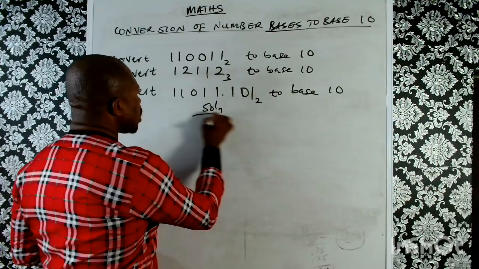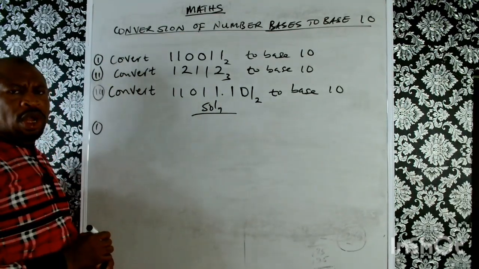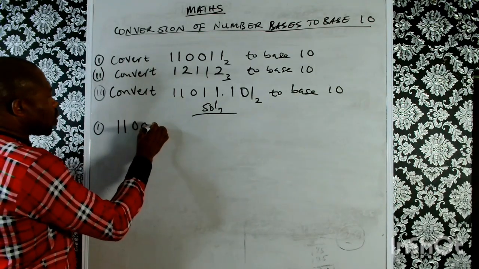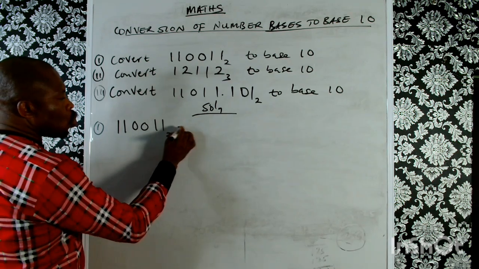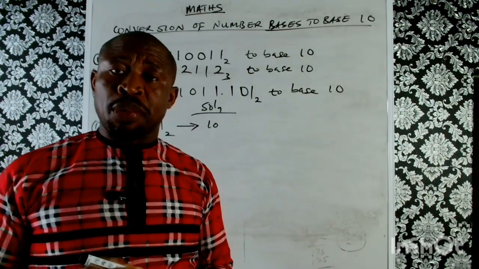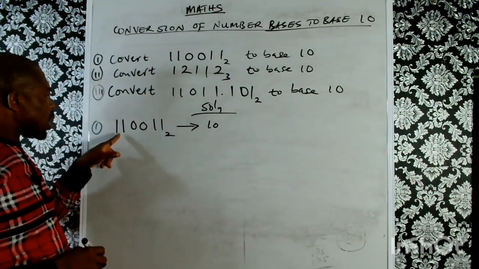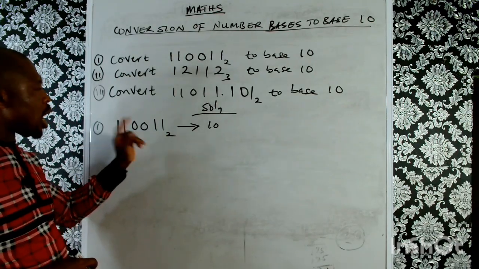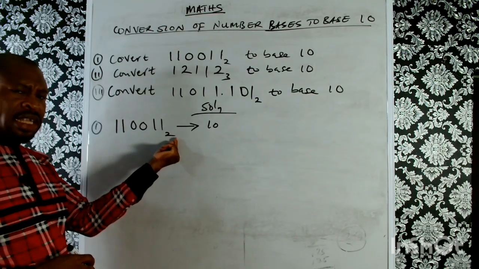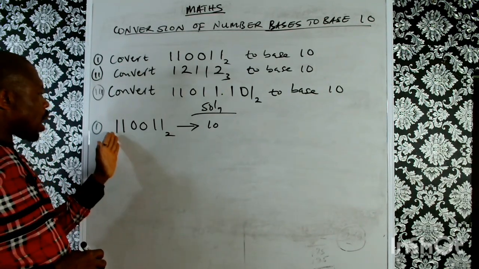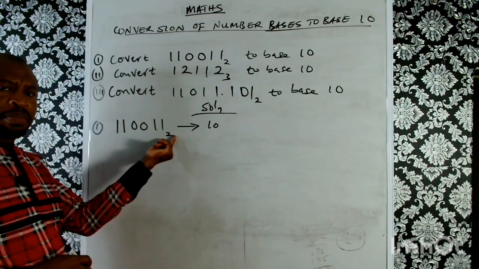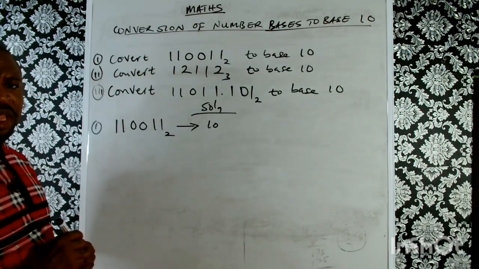Solution. Now we will take the first one. The first one says convert 110011 base 2 to base 10. Now, how do we convert this? It's very simple. All we need to do is multiply each of these digits with the base given to us. And of course, the base given to us is base 2. We are going to multiply each of these numbers by 2. And how do we do that?